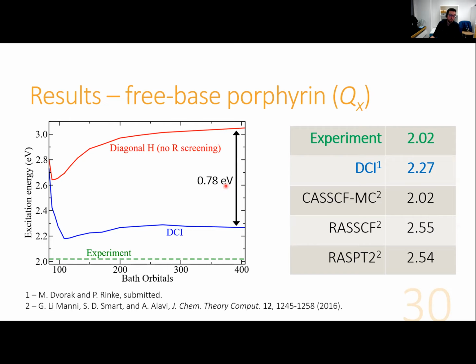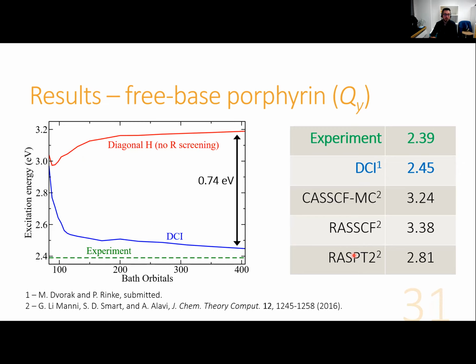For porphyrin, this difference is 0.78 eV, which is pretty substantial. On the right, you can see how the result compares to some quite expensive quantum chemistry methods. These are active space methods from quantum chemistry. And the result is pretty good. This was the first excitation in porphyrin, which is QX. QY shows a pretty similar behavior.